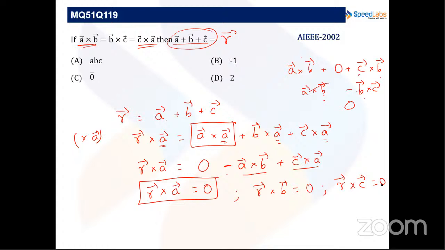Now this is possible only when R equals 0 or A, B, C are all 0. So obviously it satisfies both conditions that A plus B plus C should be 0. So it will be a 0 vector. So our answer is C. Moving to the next question.